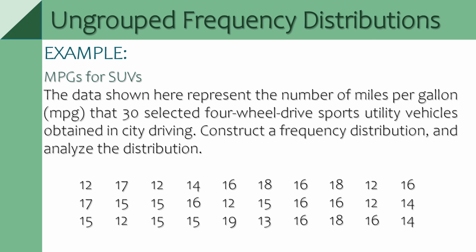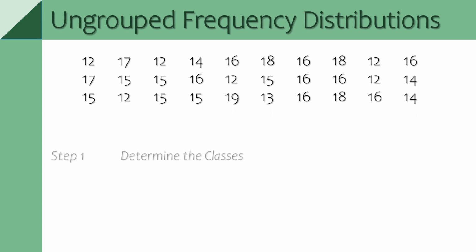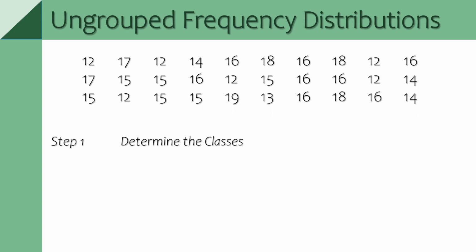We have 12, 17, 15, 17, 15, 12, 12, 15, 15, 14, 16, 15, 16, 12, 19, 18, 15, 13, 16, 16, 16, 18, 16, 18, 12, 12, 16, and then 16, 14, 14. Okay, so now let's construct the frequency distribution table of ungrouped data. Okay, so number one, determine the classes. So same steps pa rin naman yung gagawin natin. So find the highest and lowest value.